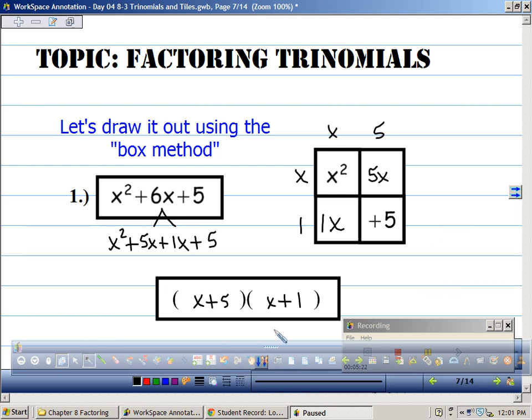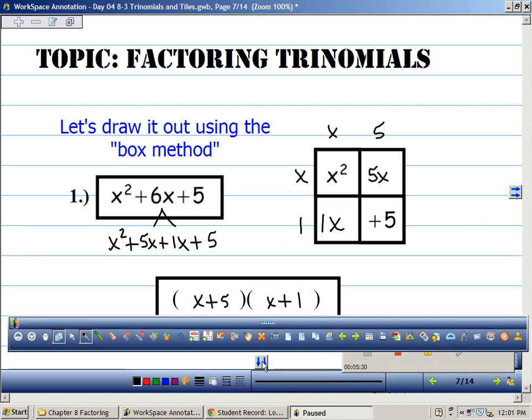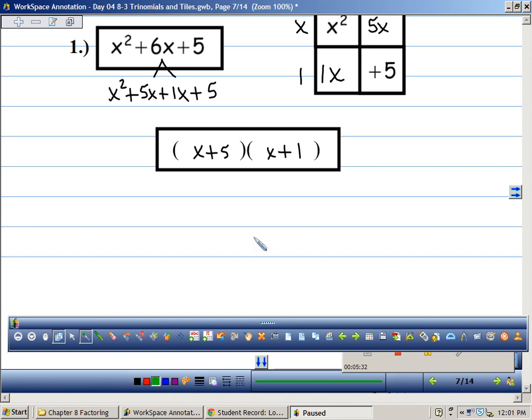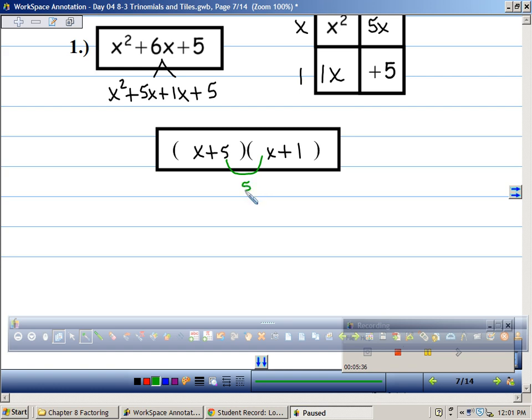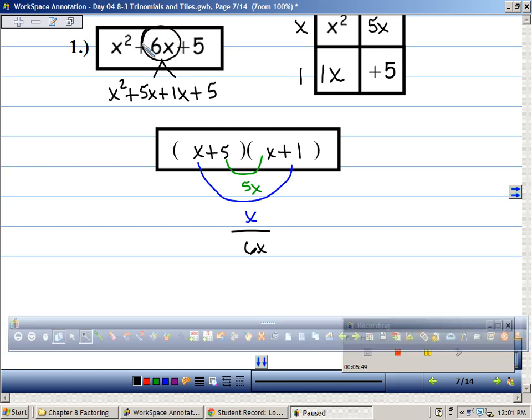All right, we're going to do a version of that. There's one more thing I want to show you. 5 times x is 5x. X times 1 is x. When I add those together, I get 6x. You don't have to do this every time. I'm just trying to show you every single way these things relate.